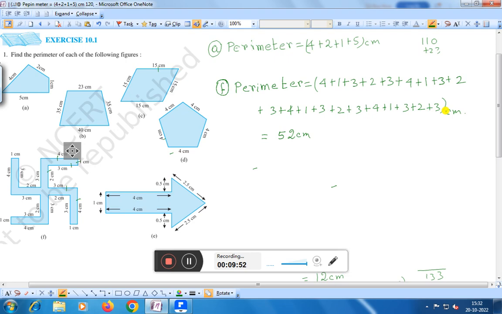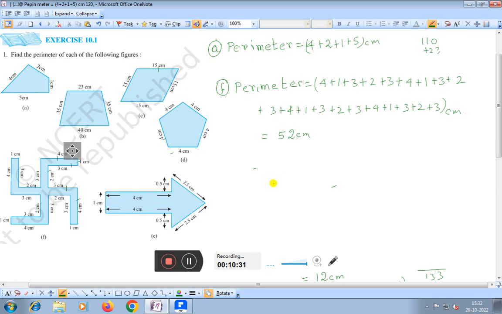Okay, in this way you have to find the perimeter. Perimeter means the sum of all the sides of a figure, right? Again we count here: 4 plus 1 is 5, 5 plus 3 is 8, 8 plus 2 is 10, 10 plus 3 is 13, 13 plus 4 is 17, plus 1 is 18, and continuing, 23 plus 3 is 26, plus 4 is 30, plus 1 is 31, and so on, 47, 48, 49, 50, 51, 52 centimeter. It is right.